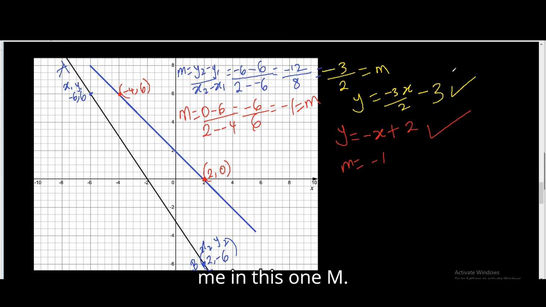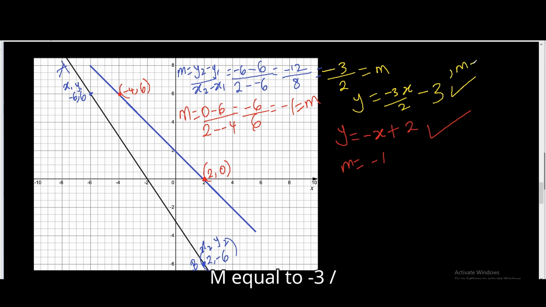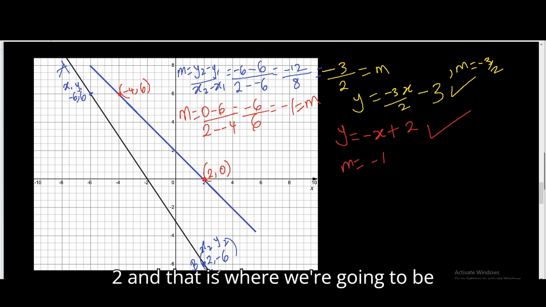Then in this one above, let me use a color, m equals minus 3/2. And that is where we're going to be rounding up for today.